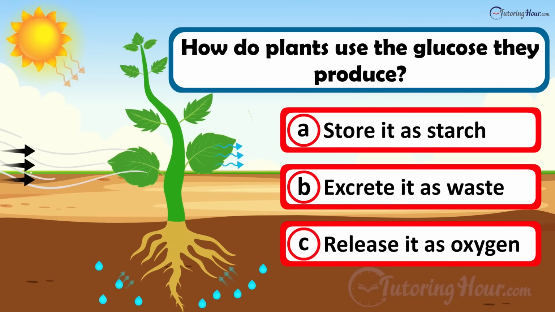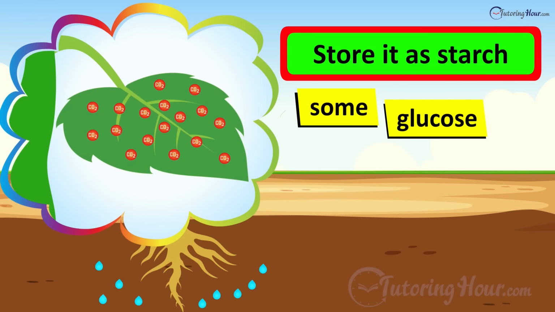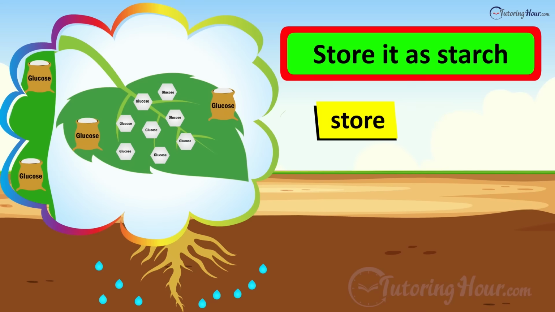The correct answer is store it as starch. Plants use some glucose for immediate energy needs and store the rest as starch or use it to build other molecules.